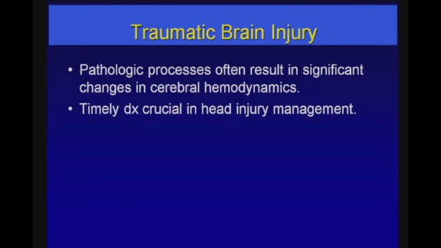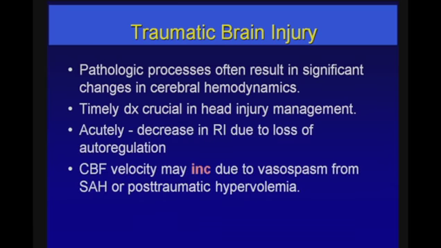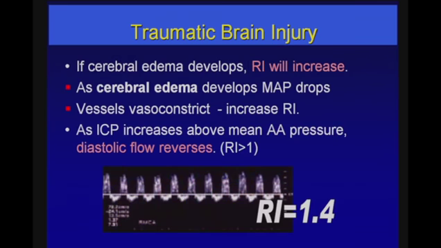We'll now move on to traumatic brain injury. There are pathologic processes that result in significant changes in cerebral hemodynamics after trauma. Timely diagnosis is crucial in head injury management. Acutely, there may be a decrease in the resistive index due to loss of autoregulation. The vessels may vasodilate. After that, cerebral blood velocities can start increasing due to vasospasm because of subarachnoid hemorrhages or hypervolemia. When cerebral edema develops, resistive index will continue to rise.